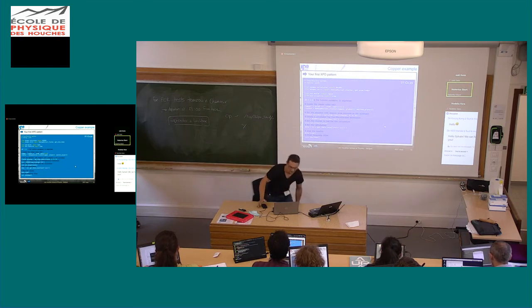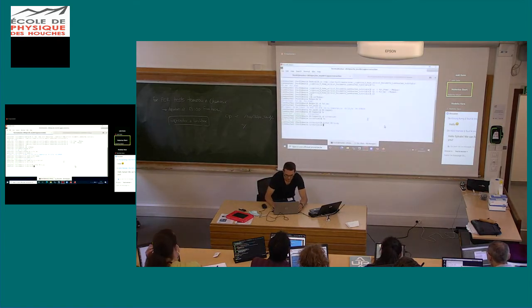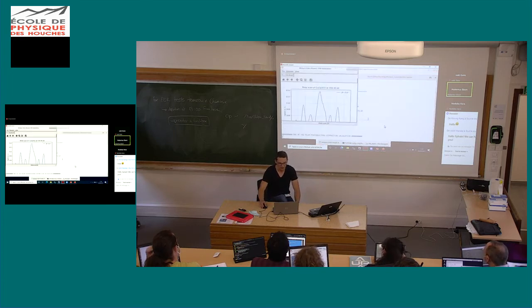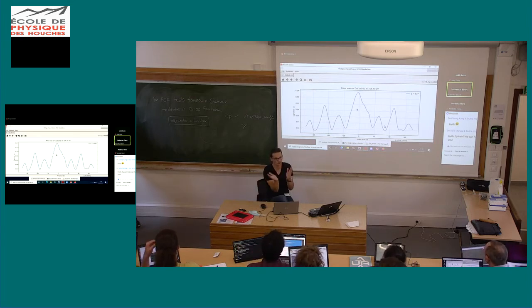So here, I will show you how it works if you run this script you just saw. If you run that script normally, it will run, and you will have that window with the results. So here is the theta scan, the polar scan of the copper as a function of the polar angle theta, for phi equal to 0.